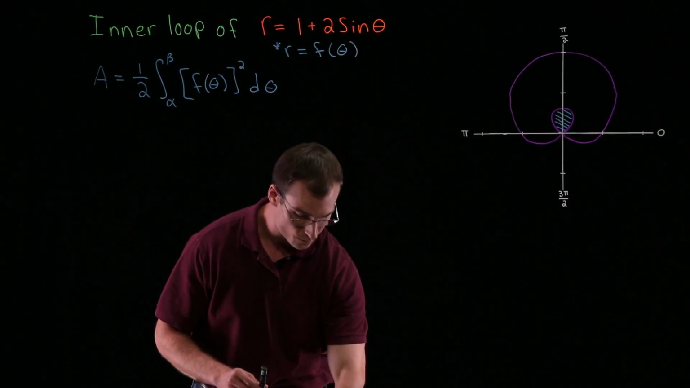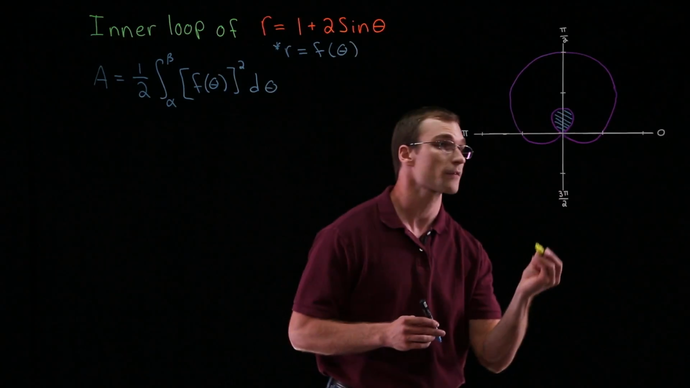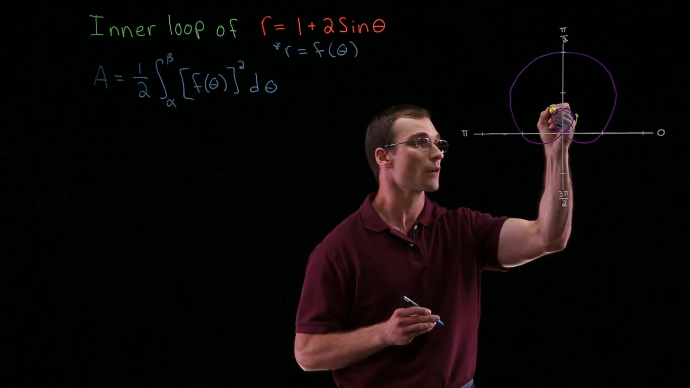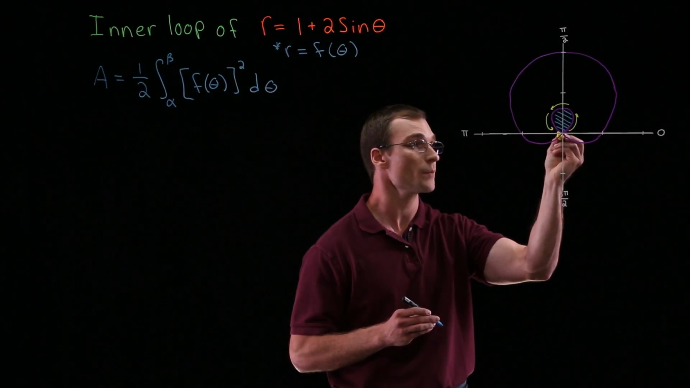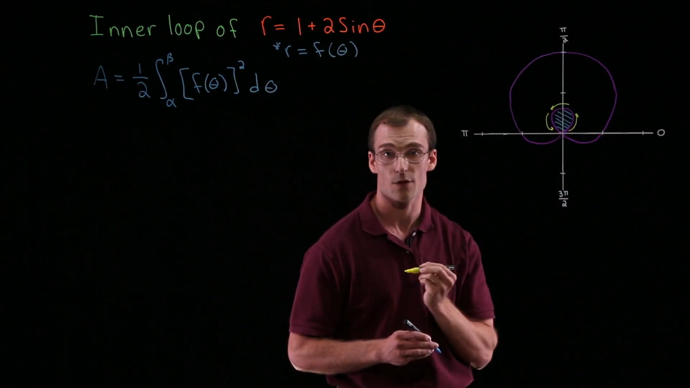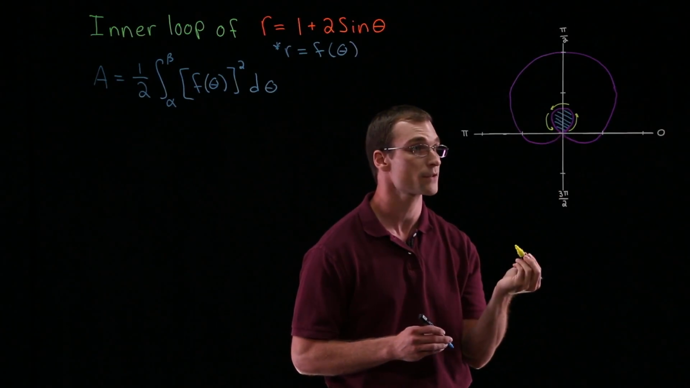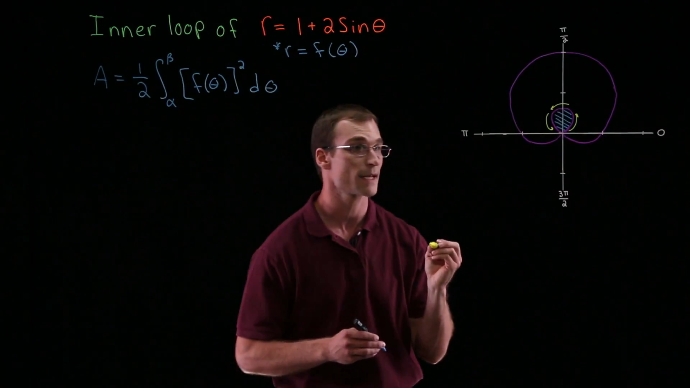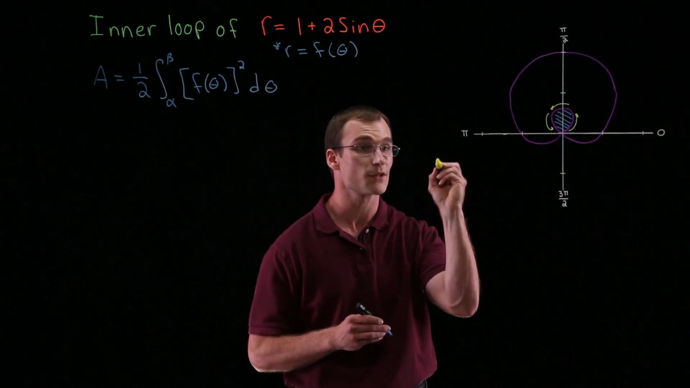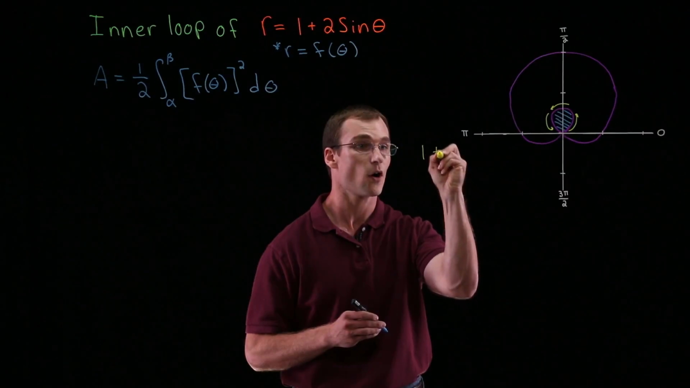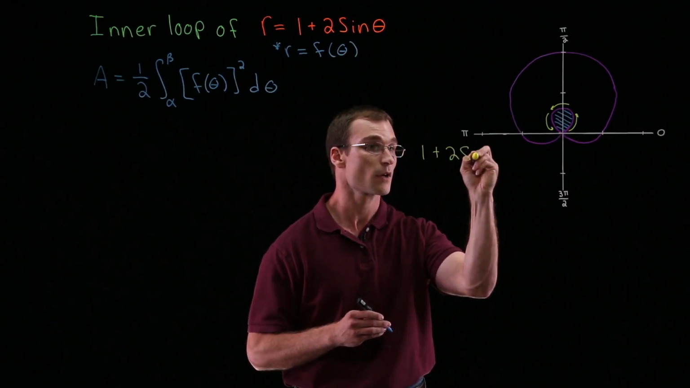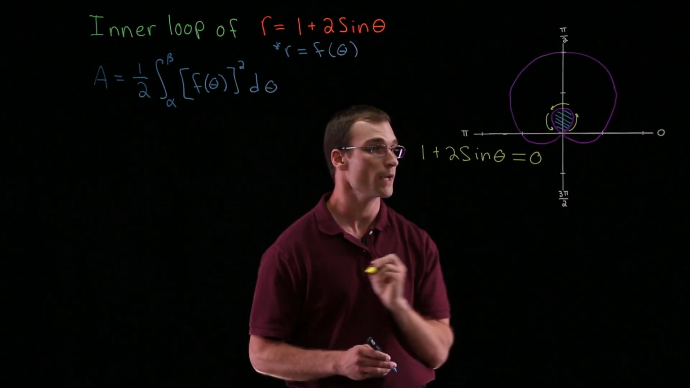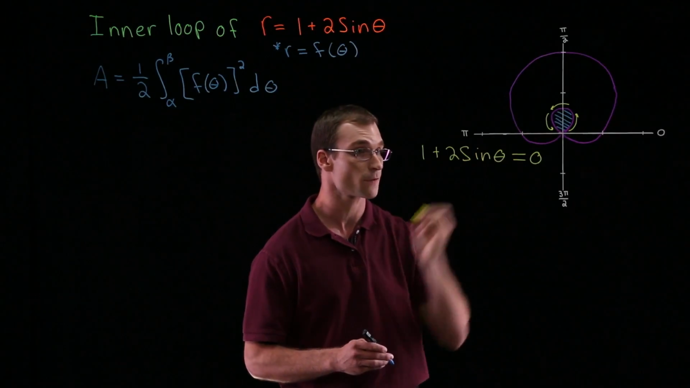So looking at our curve, as we watched it being sketched out, our curve goes from the origin, looping around back to the origin. So our alpha and beta are going to be equivalent to what angles make r equal to 0, since it's going through the origin. So that's what we're going to take a look at. So we want to know where r is equal to 0, or our equation r is 1 plus 2 sine of theta. So what angles make that equal to 0? So we're going to solve this for theta.